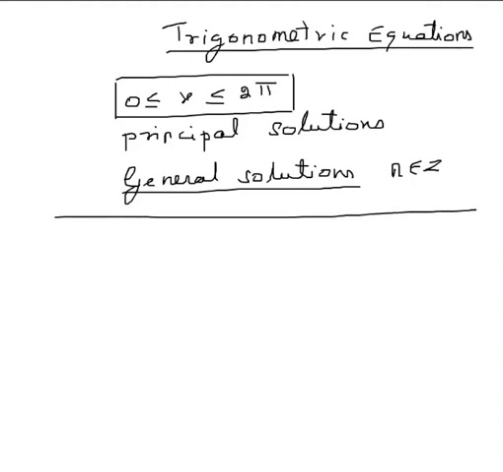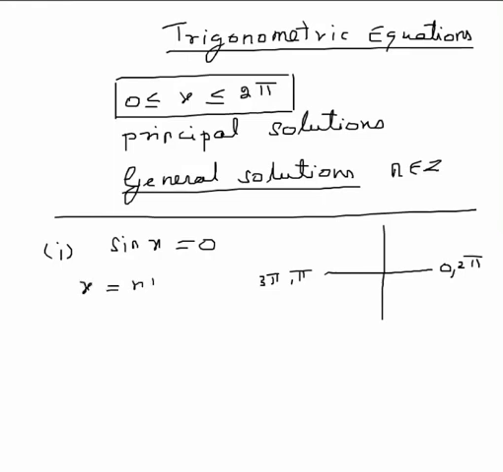Now we have to learn the general solution formulae. First formula is, if sin x is equal to 0, sine function takes the value 0 on the x-axis we know. Sine 0 is 0, sine pi is 0, sine 2 pi, 3 pi, etc. So in general, I can write x is equal to n pi, where n can be any integer. This is called the general solution. The angles can be negative also.